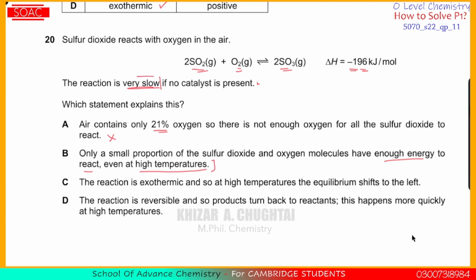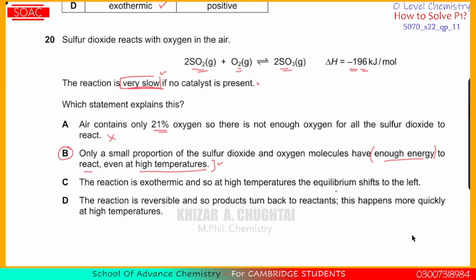Why is the reaction not fast? The reaction is slow. So the basic relevance of this question is with the rate of reaction. He is asking about speed: if we do not add a catalyst, you have to explain why the reaction is slow. The reaction is slow because most of the molecules do not have enough energy to cross the barrier of the energy of activation. Even at high temperature, there is no sufficient population of molecules having that much energy. So B is the correct option. However, let me check the C and D options as well. The reaction is exothermic.